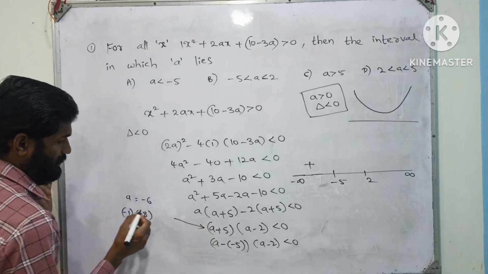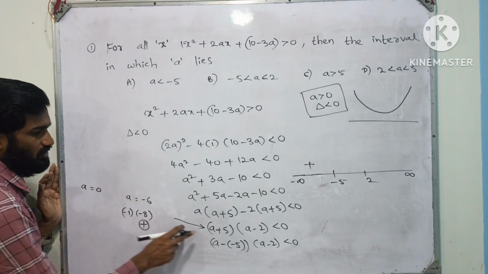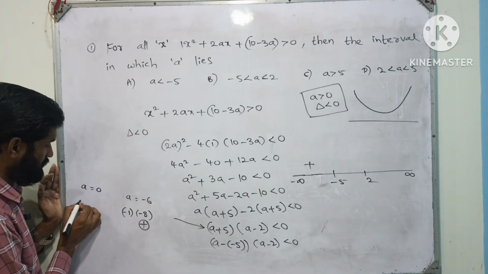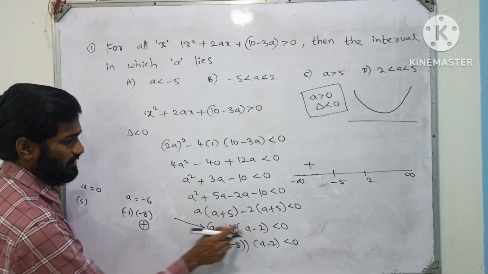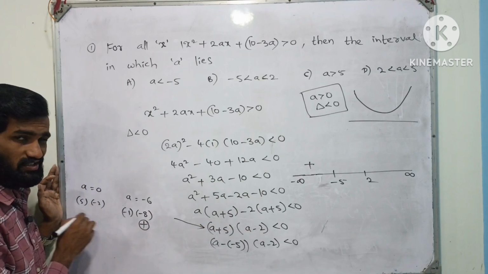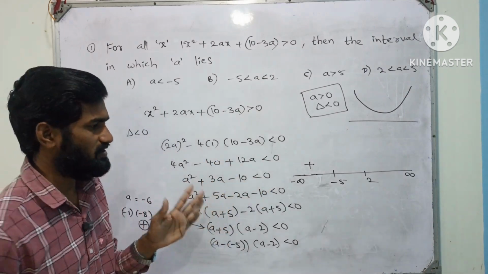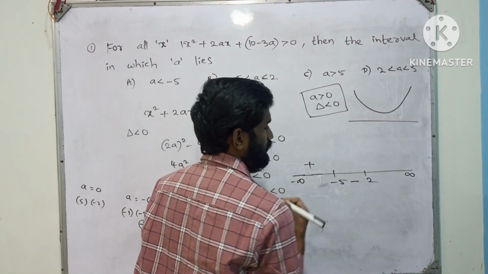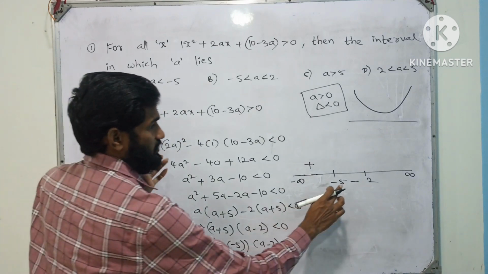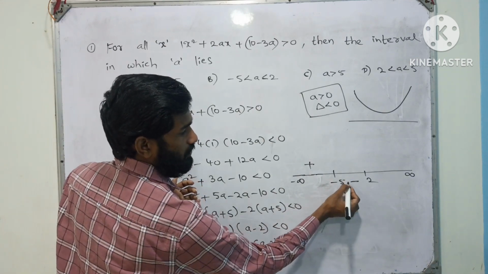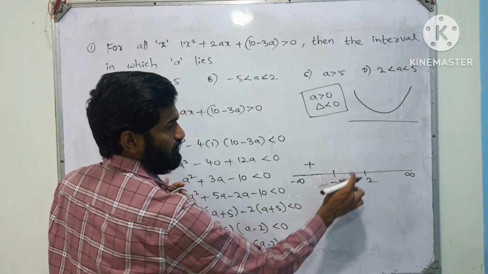Just substitute a equals 0. What will you get here? 0 plus 5 is plus 5, into 0 minus 2 is minus 2. So what is the product we are getting? Minus 10, which means negative. Just mark the negative here. Negative means you have to take it here, and positive means you have to take it here.